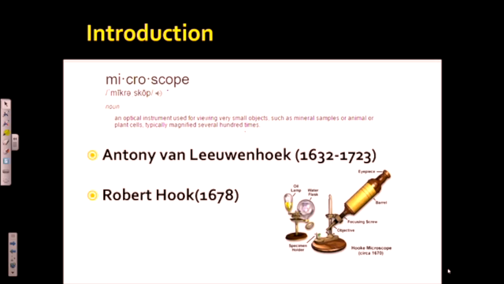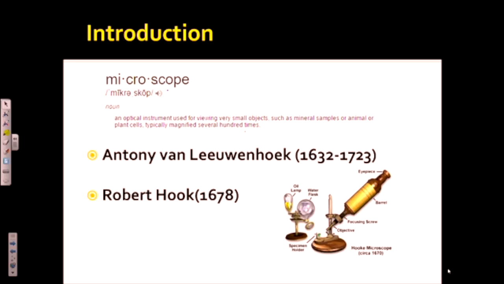Okay. So what is a microscope? This is a definition I have picked directly from the internet: it's an instrument used for viewing very small objects such as mineral samples and animal or plant cells. And why do we want to see that? Because we want to see it magnified. We want to study them in detail, their structure and morphology.